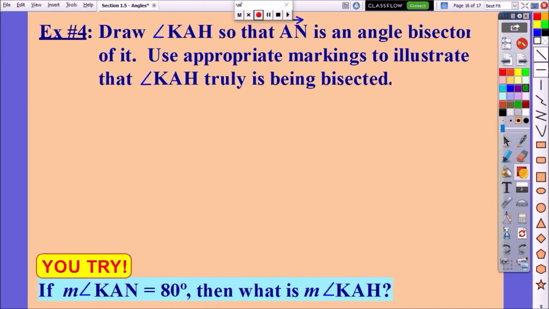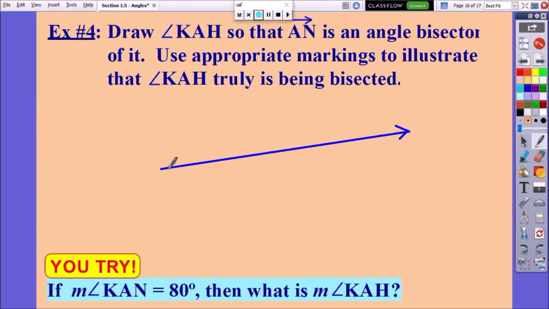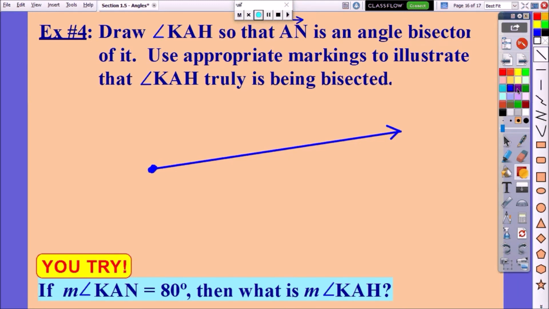So I need to draw an angle. An angle is made up of two rays. So it really doesn't matter how you start this off here. So we'll say here's one ray, which means this is the vertex. This is going to be the endpoint. But I need another ray that uses the same endpoint. Doesn't matter how big or small it is.